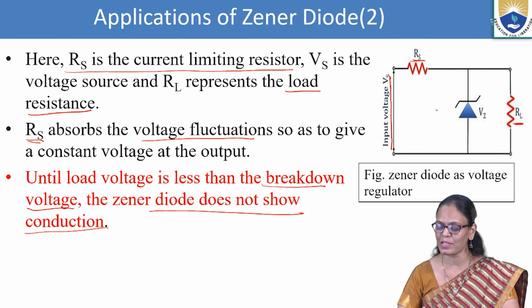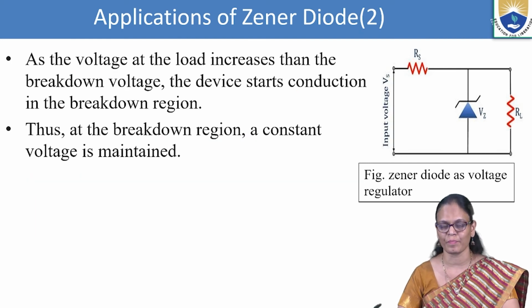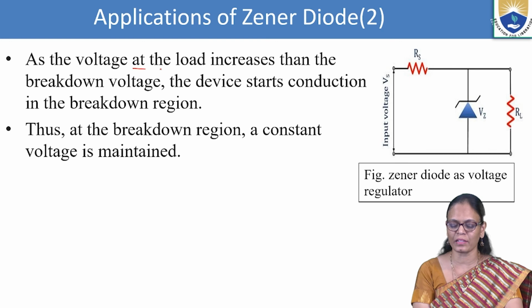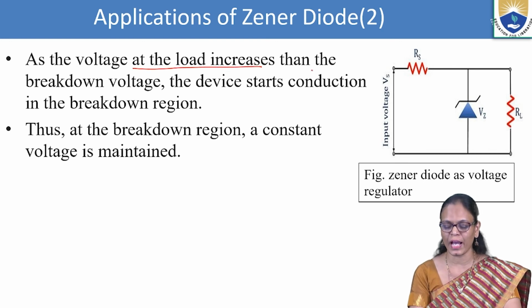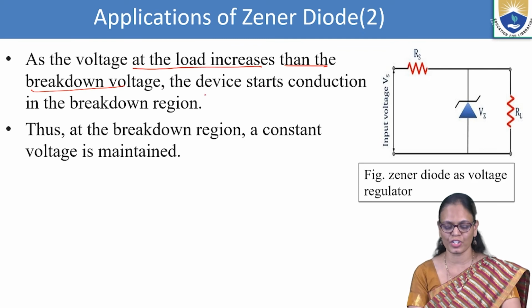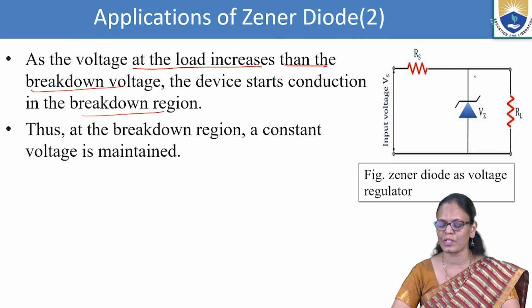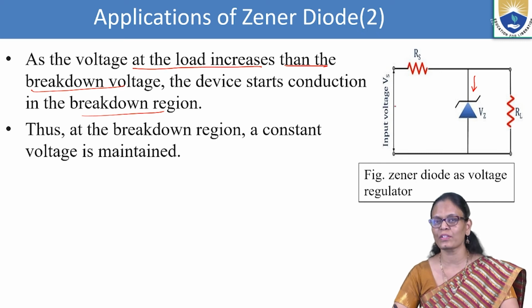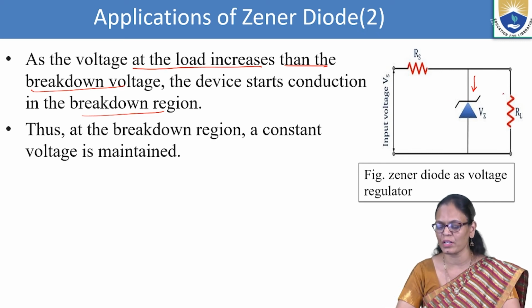But what happens once the voltage is high? As the voltage at the load increases beyond the breakdown voltage, the device starts conduction in the breakdown. So this will start conducting. At this point, in the breakdown region, the voltage across the load remains constant. Whatever is excess flows across the diode and you will have a constant output across the load.